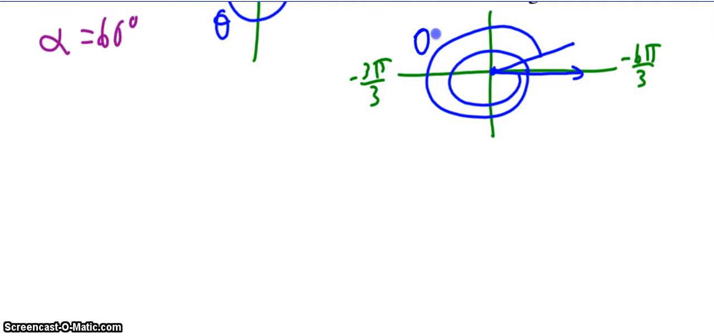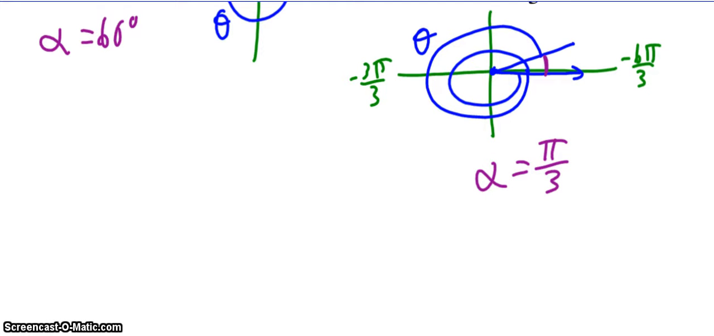So this is my theta. Alpha is this angle here. And so if I think, well, twice around would have been negative 12 pi thirds. This is negative 11 pi thirds. So what's the difference between those? It would be negative pi thirds. But again, my reference angle has to be a positive number. So alpha is pi thirds.